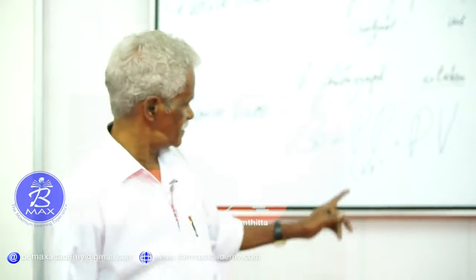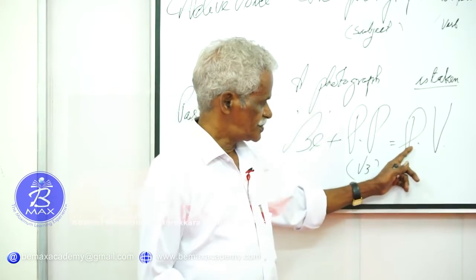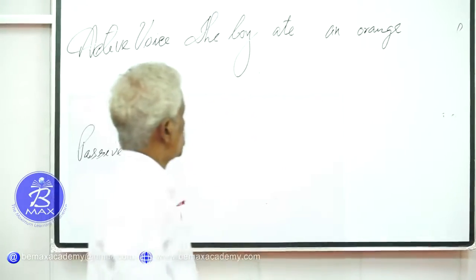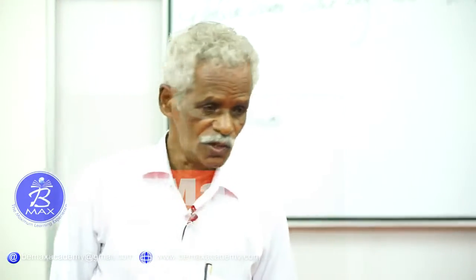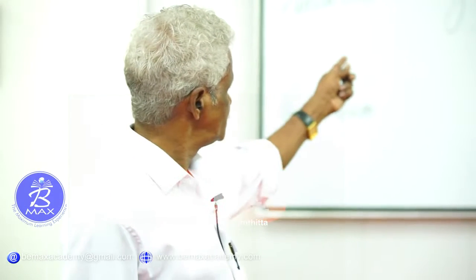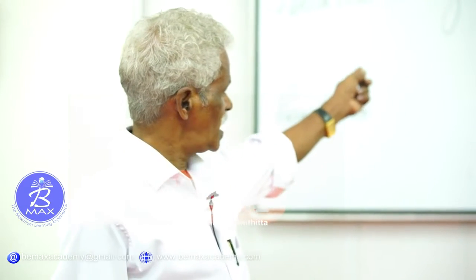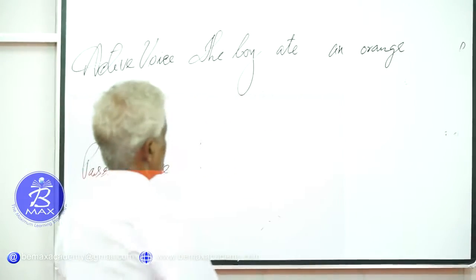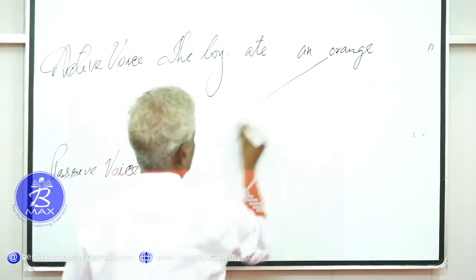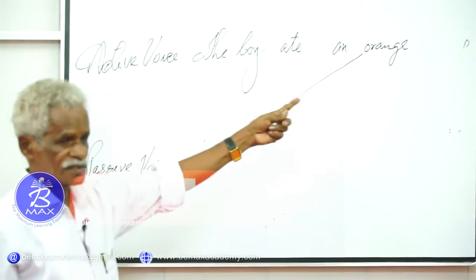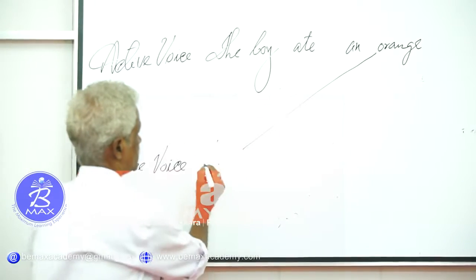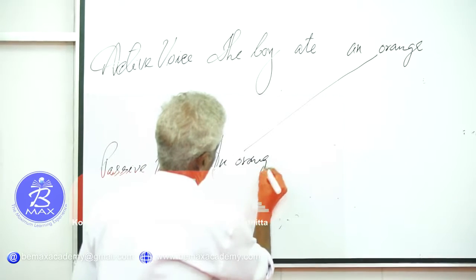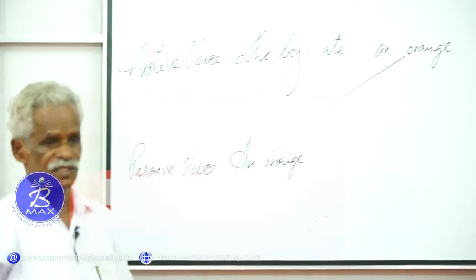The passive verb is formed like this: be form plus passive verb. I am giving another example again. The boy ate an orange. The boy is the subject and ate is the verb and orange is the object. So, making it into passive voice, we take this object as the subject. So, it starts with an orange. The object became the subject here.